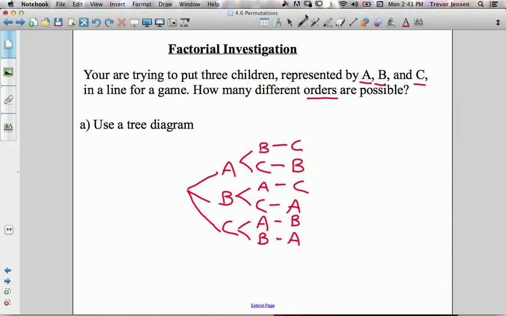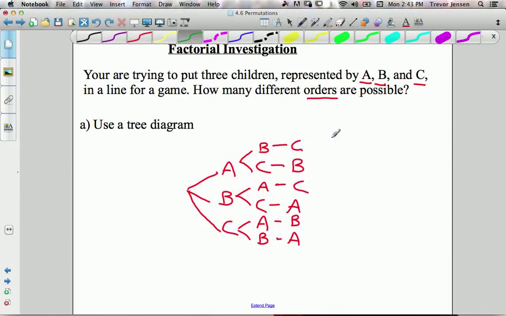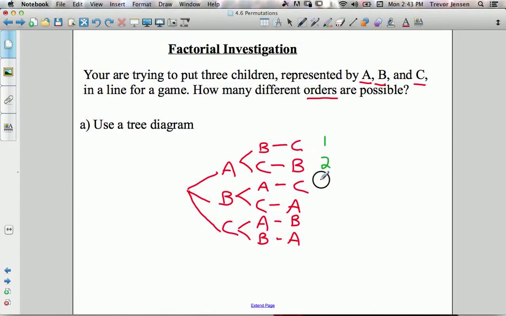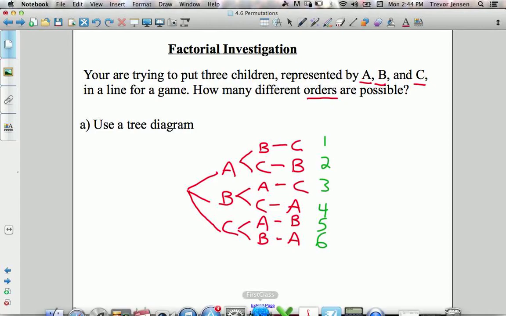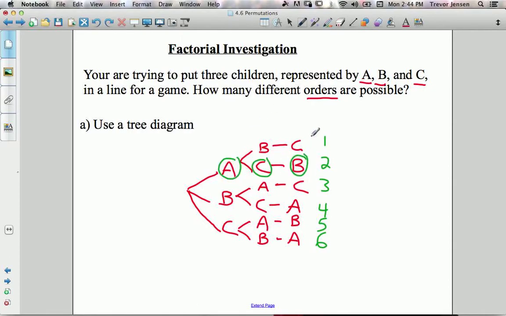So there are 1, 2, 3, 4, 5, 6 different arrangements of kids. I could go A, B, C. There's one possible arrangement. I could go A, C, B, and so on. There's 6 different arrangements.